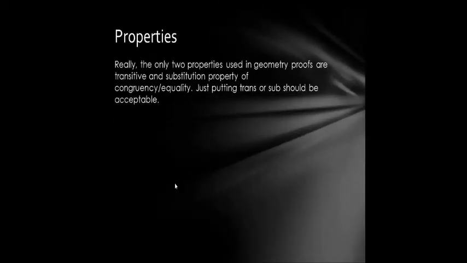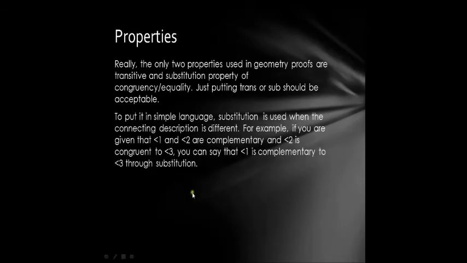Properties. Really, the only two properties used in geometry proofs are the transitive and substitution properties of congruency and or equality. Putting trans or sub should be acceptable. To put it in simple language, substitution is used when the connecting description is different. For example, if you are given that angle 1 and angle 2 are complementary, and angle 2 is congruent to angle 3, you can say that angle 1 is complementary to 3 through substitution.